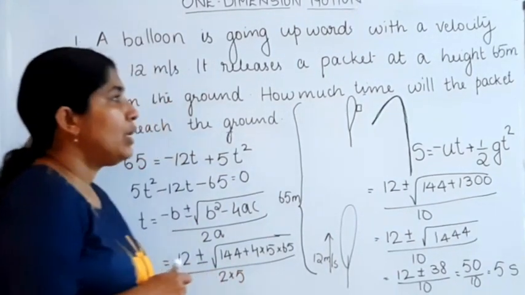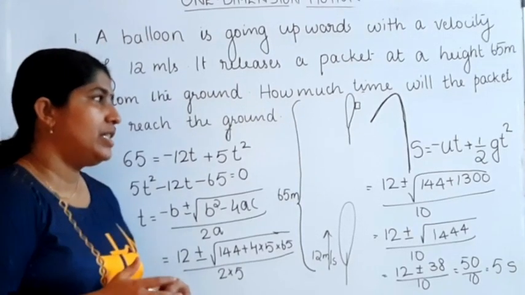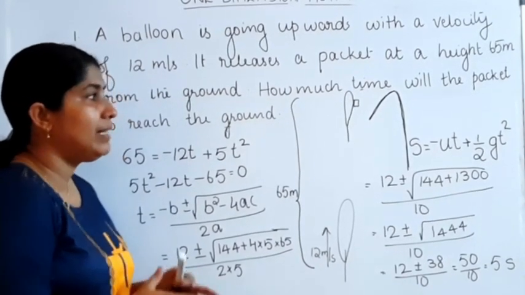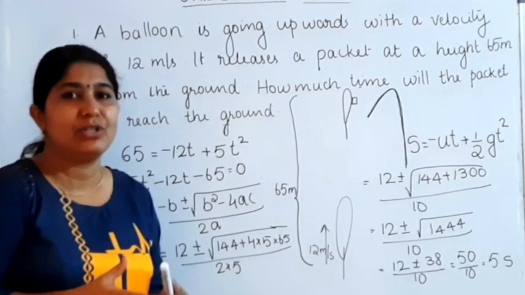S is equal to minus ut plus half gt square is the equation used. That equation is very important from the entrance exam point of view.